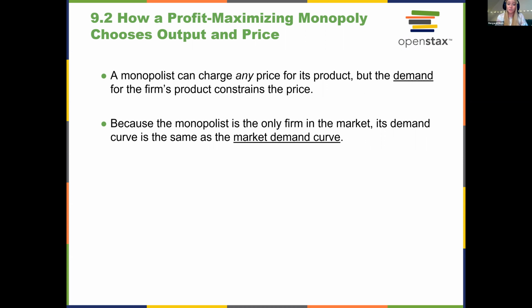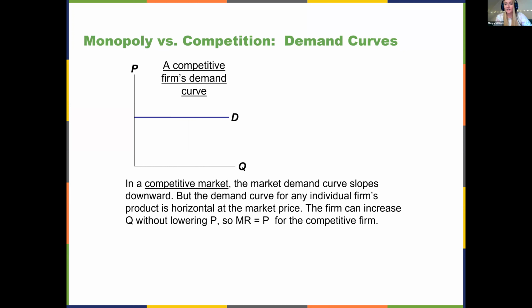So a monopolist could charge any price for the product, but it is the demand for the firm's product that actually constrains the price from just being any number that the firm wants. Another key thing to note, which we'll dive into in a second, is that because the monopolist is the only firm in the market, its demand curve is the same as the market demand curve. What does that mean? Well, hopefully this next slide helps out with that.